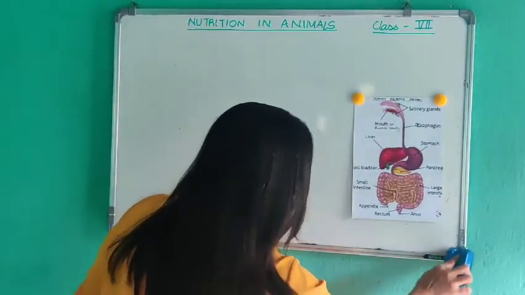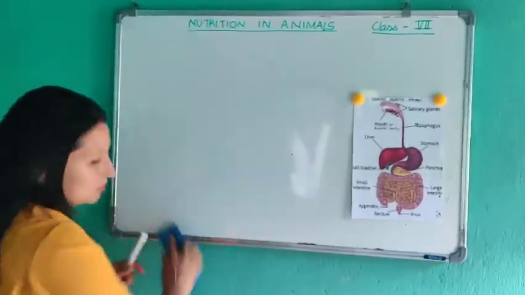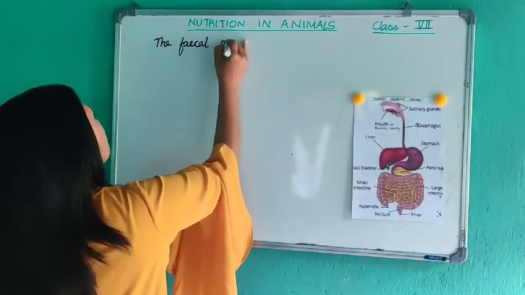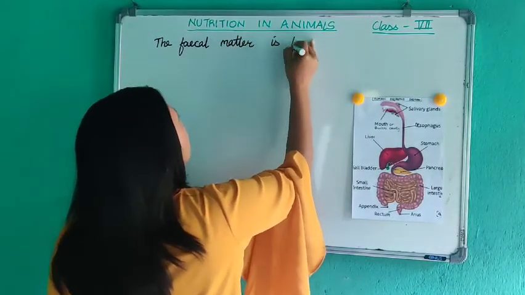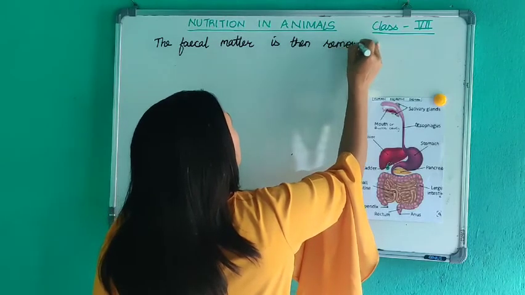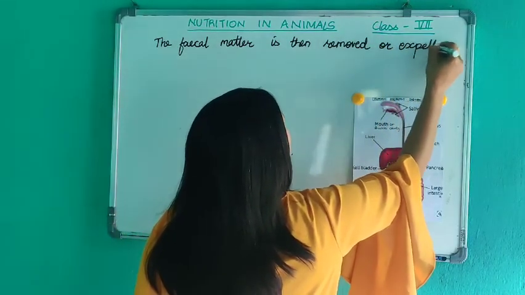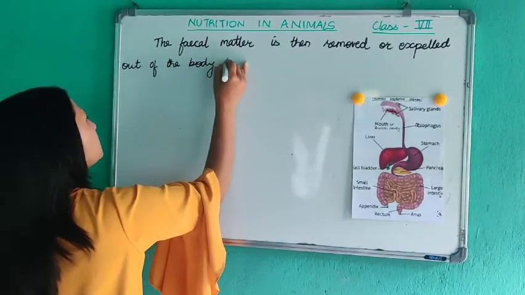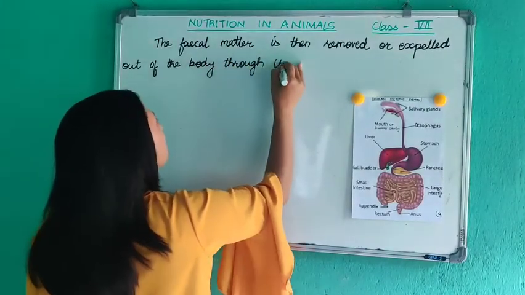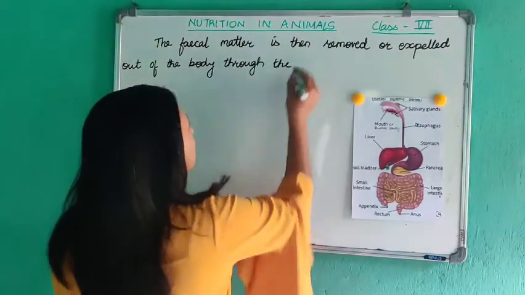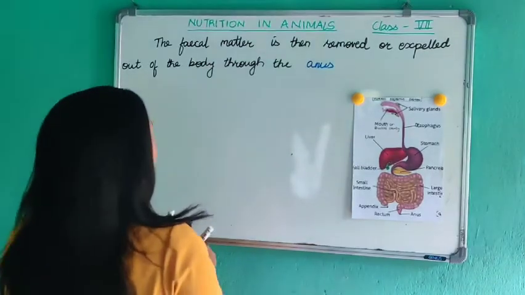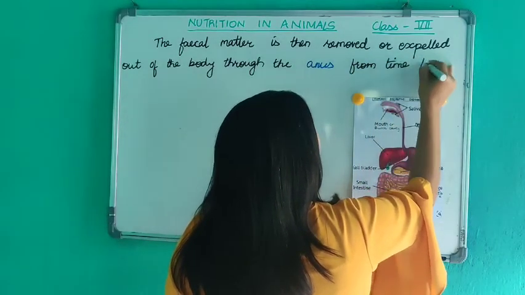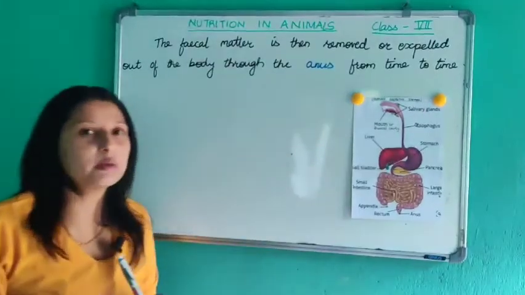Anus will now remove the fecal matter. Okay, the fecal matter is then removed or expelled out of the body through the anus, the last part of the alimentary canal. Okay, it is expelled or removed out of the body through the anus from time to time. Time मा यो मैला चाहिँ बडीबाट एनसबाट मान्छेले बाहिर फ्याँक्छ.